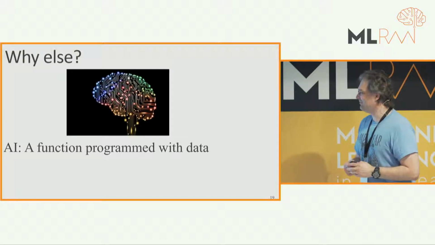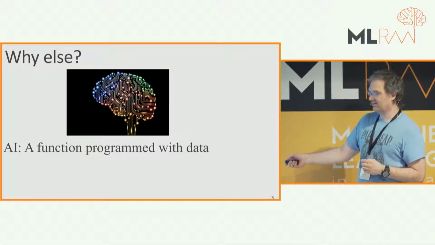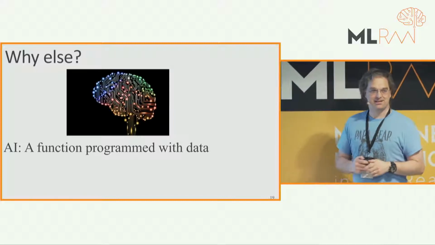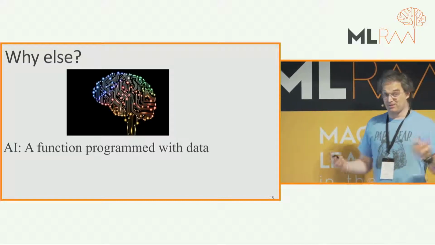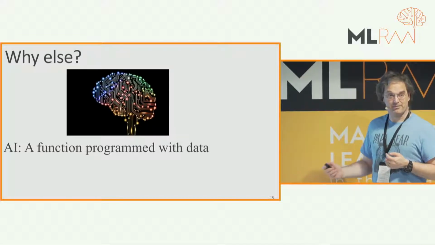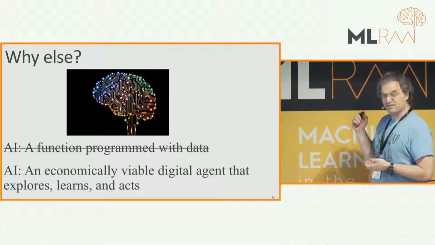Right? So this is a supervised learning definition of AI. This is what people are commonly using to mean AI these days. And that's kind of reasonable in the sense that this is what image recognition is. It's a function programmed with data. But it's not very satisfying to me.